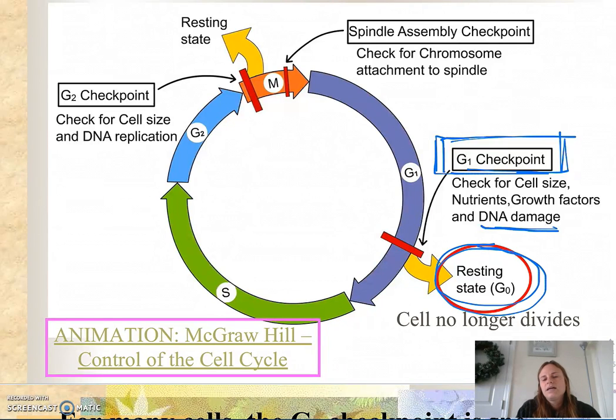Furthermore, let's say I don't want that cell to continue dividing. I can tell that cell to enter a resting state, or G0, where that cell no longer divides. Now, some cells can be called out of the resting state. For example, liver cells can be called out of the resting state and return into the cell cycle. However, cells like nerve cells, cardiac cells, those cells will not be called out of the resting state. Those cells don't divide.